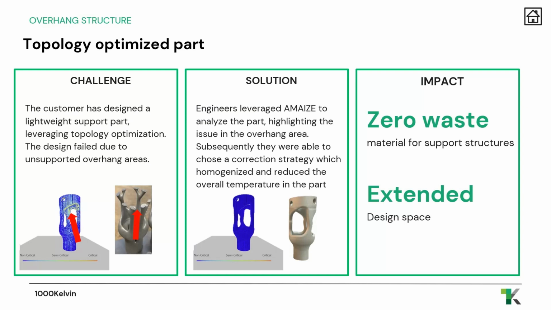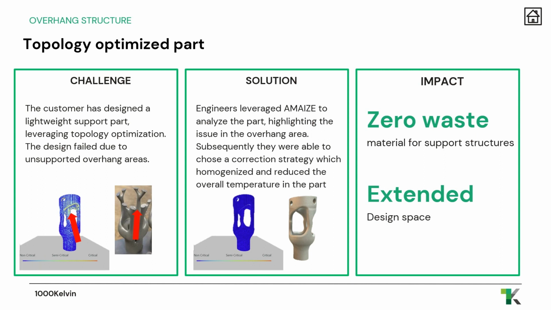I will do it through this customer design, which is a lightweight, optimized component which failed due to unsupported overhang regions that you can see with the red arrows on the left. This led to recoater crashes, and typically this would mean for the customer having to do compromises on the design, which lengthens the engineering time and the cost of non-recurrent engineering.